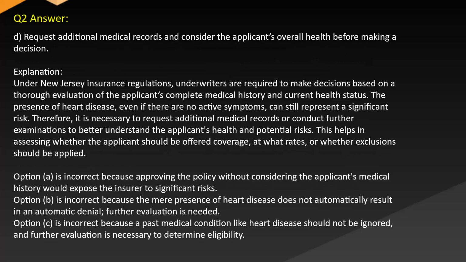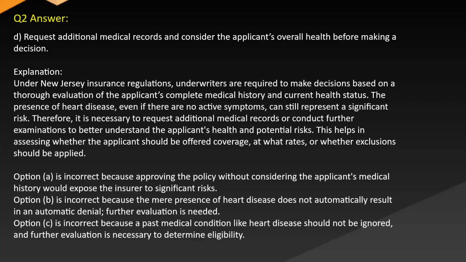Answer: D. Request additional medical records and consider the applicant's overall health before making a decision. Explanation: under New Jersey insurance regulations, underwriters are required to make decisions based on a thorough evaluation of the applicant's complete medical history and current health status. The presence of heart disease, even if there are no active symptoms, can still represent significant risk.